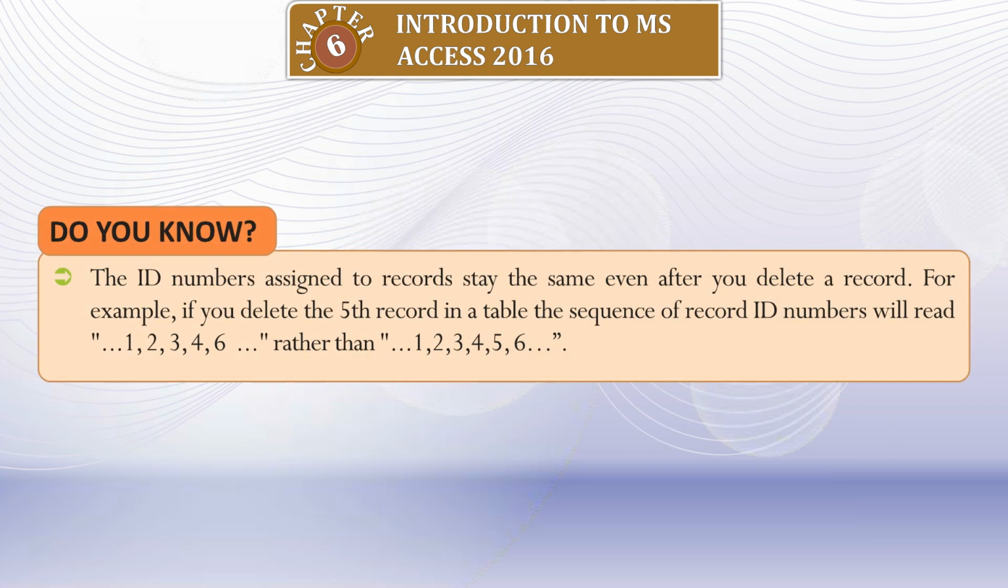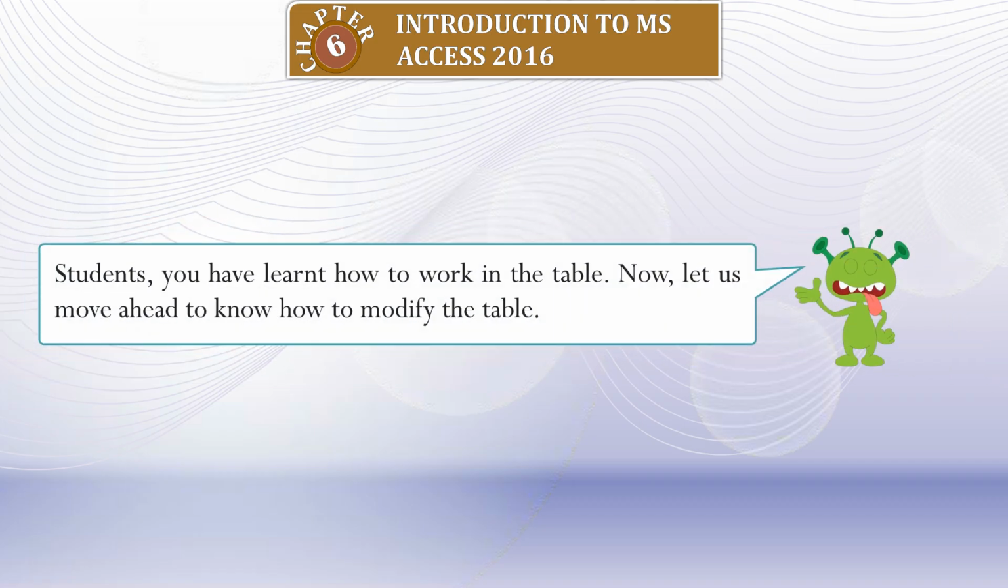Do you know the ID numbers assigned to records stay the same even after you delete a record? For example, if you delete the fifth record in a table, the sequence of record ID numbers will be read as 1, 2, 3, 4, 6 rather than 1, 2, 3, 4, 5, 6.